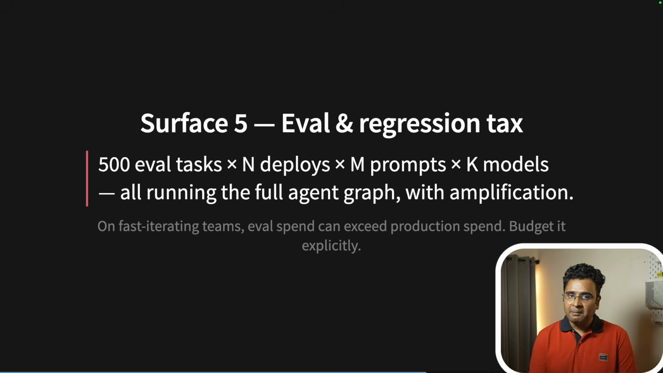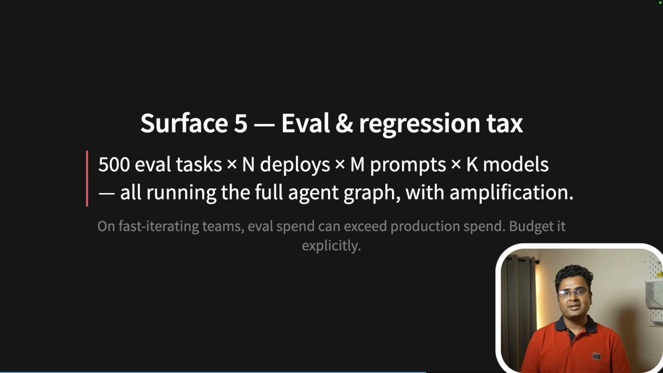And if you multiply that by the number of deployments that you would be doing per week, and multiply it by the number of prompts that you're A/B testing, and also multiply it with the number of models that you're comparing, the cost is going to shoot up. And I've seen teams where eval spend was larger than their production spend.